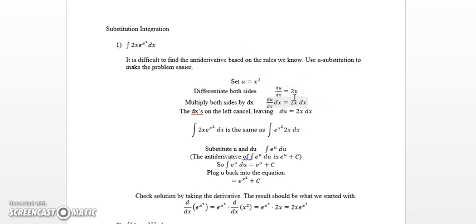So now what we're going to do is try to get the dx onto the right side. The way we do that is we multiply both sides by dx. The dx is in the denominator right here, so it'll cancel out. So we get du is equal to 2x dx.